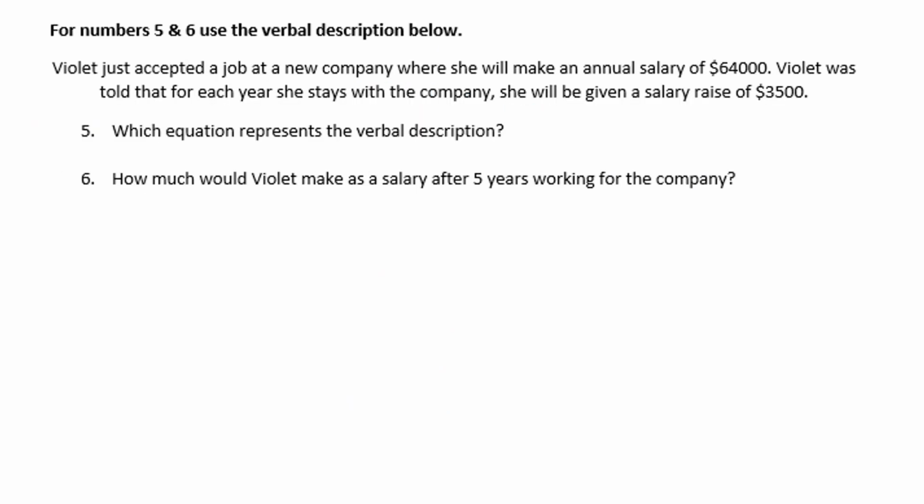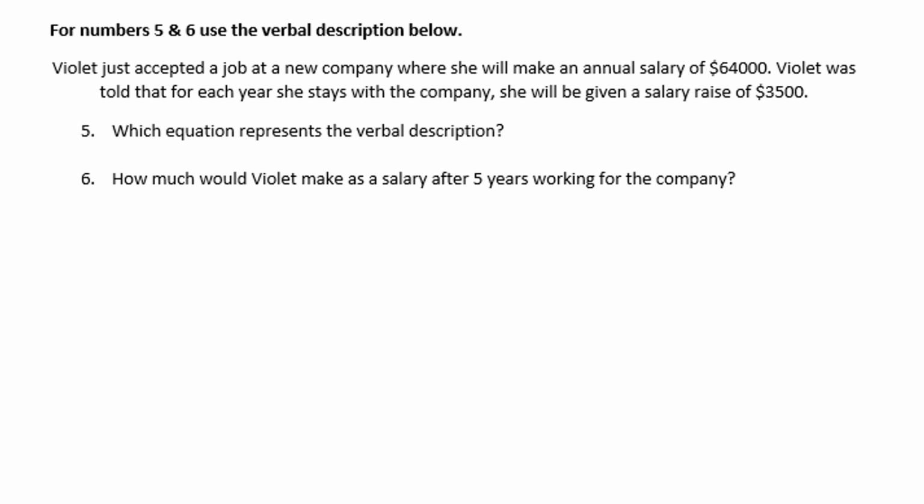For numbers 5 and 6, use the verbal description below. Violet just accepted a job at a new company where she will make an annual salary of $64,000. Violet was told that for each year she stays with the company, she will be given a salary raise of $3,500. So we are going to write an equation that represents this verbal description.